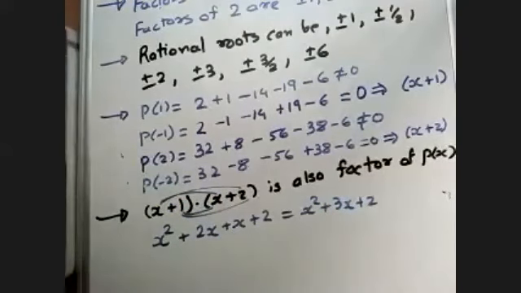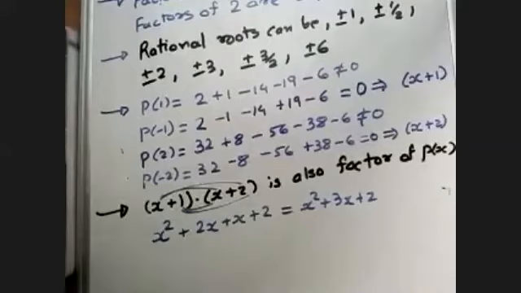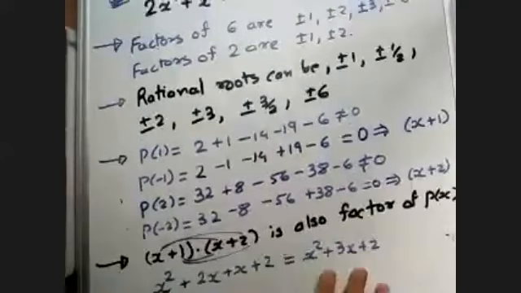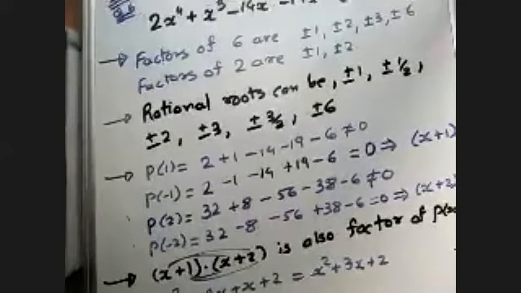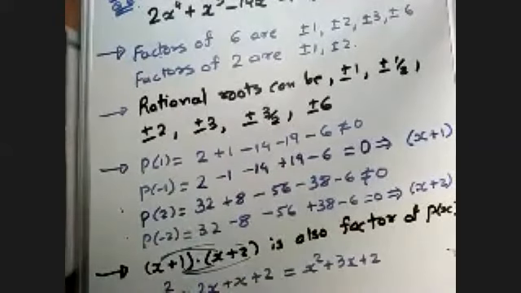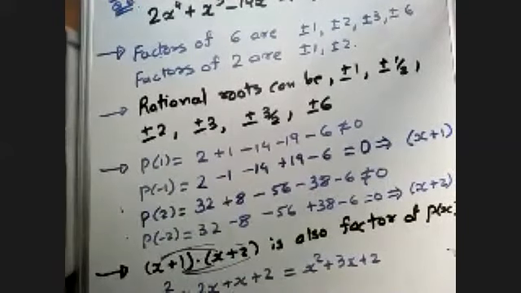So now if we have to find other factors of p of x, I will divide the given polynomial, that is 2x to the power 4 plus x cube minus 14x square minus 19x minus 6, with x square plus 3x plus 2. पर वो डिवाइड करने के लिए पहले इतनी चीजें आपको क्लियर होनी चाहिए. क्या ये क्लियर है? तभी मैं आपको नेक्स्ट चीज दिखा सकता हूँ. जस्ट लेट मी नो. इज इट क्लियर नाउ? शैल वी मूव टू नेक्स्ट क्वेश्चन? मतलब नेक्स्ट पोर्शन, नॉट नेक्स्ट क्वेश्चन. ओके.